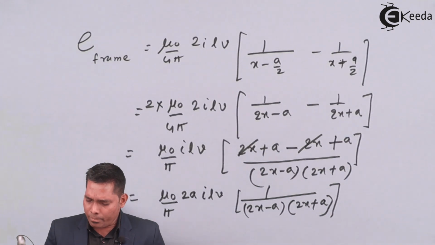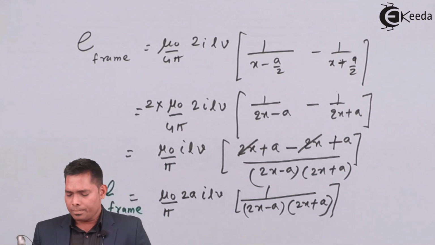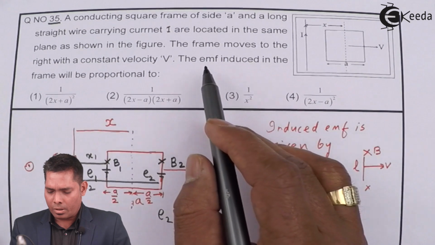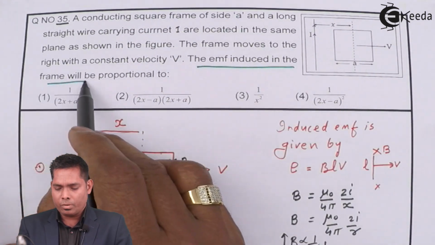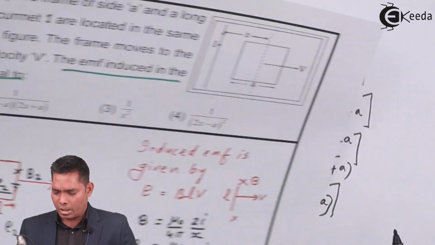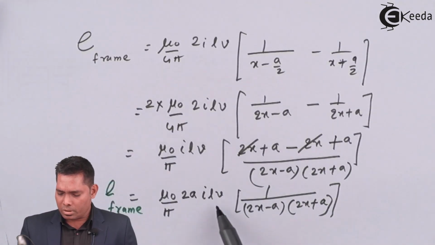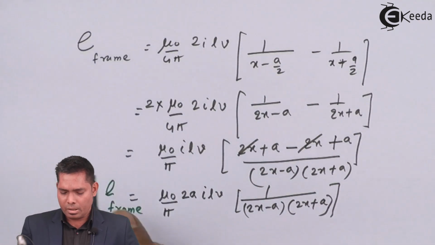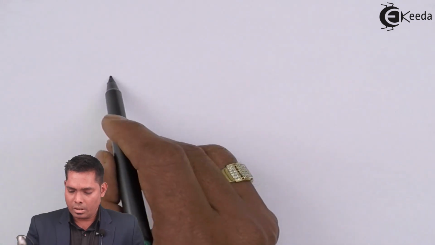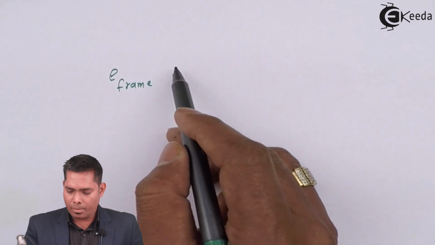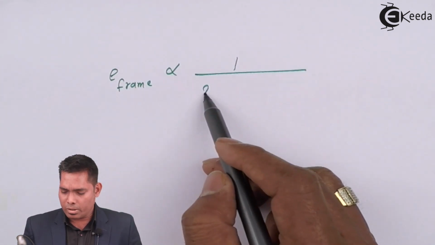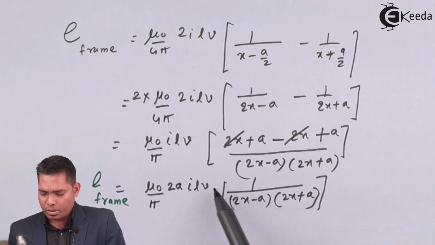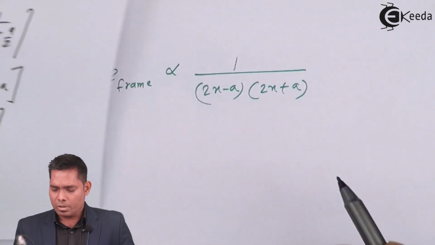Now E frame comes out to be this. The question is, the E frame means induced EMF. The induced EMF in the frame is proportional to, you can see here, these are constants, so it's proportional to this value. That means I'll write that E frame is proportional to 1 divided by 2x minus a and 2x plus a. This one is proportional to this, because the rest is a constant.